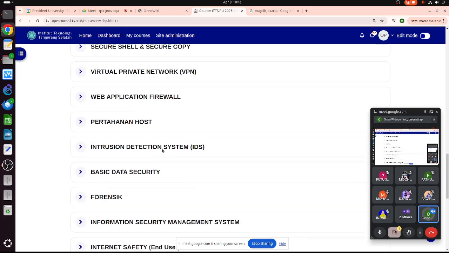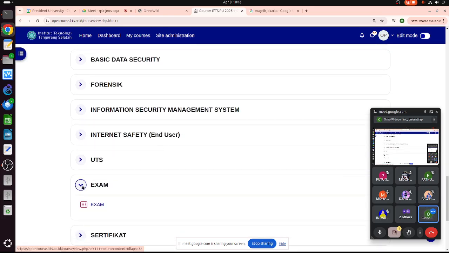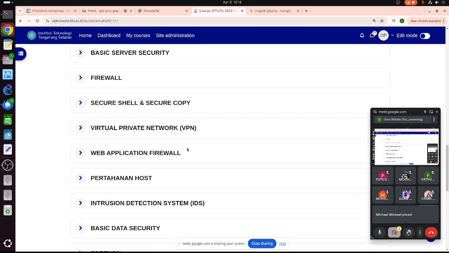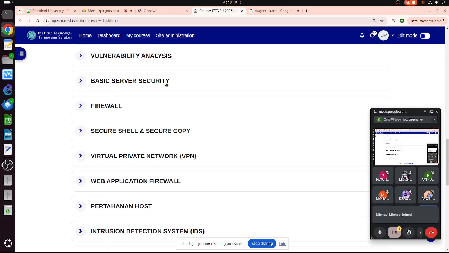What have we covered? Intrusion detection system. We have covered encryption, basic data security. I think the last one is basic server security. So basically we have covered 3 topics. If you have any question, please put it in the chat box so I can see.